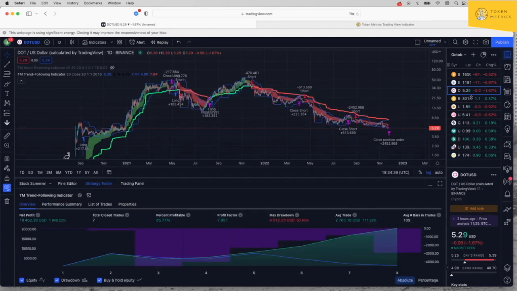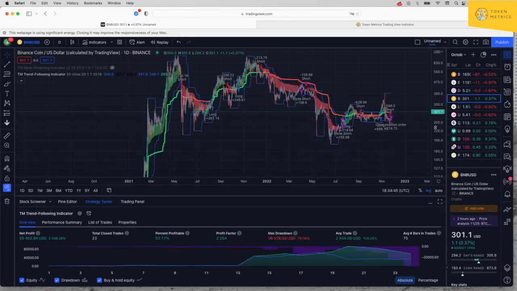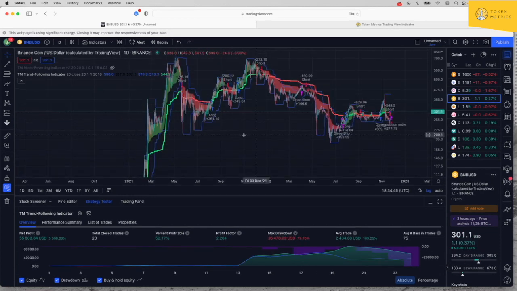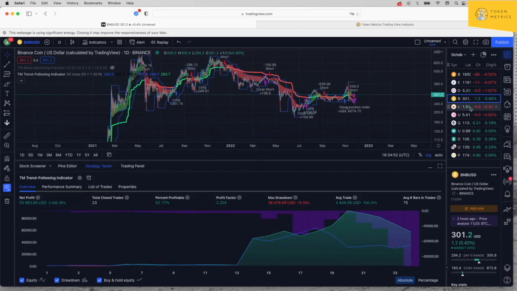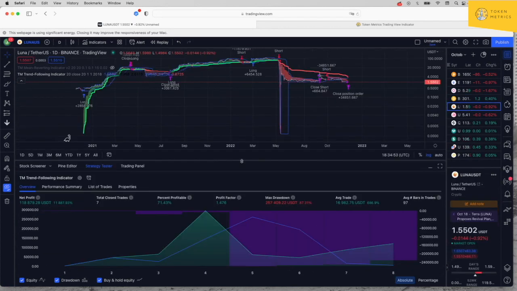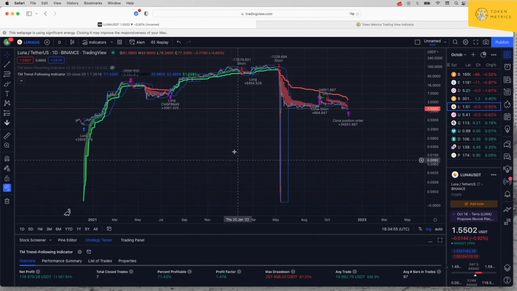A few other examples before I go towards the mean reverting indicator. So this is for BNB, Binance Coin. We also outperform holding by quite a lot. And now this is a good example. This is for Terra Luna.